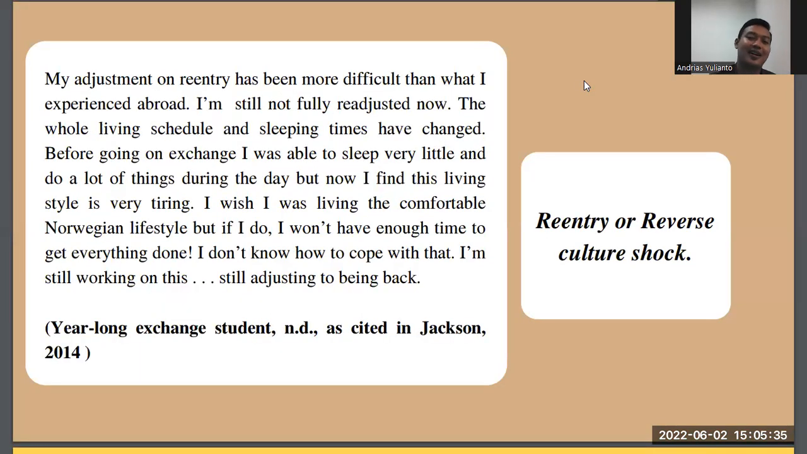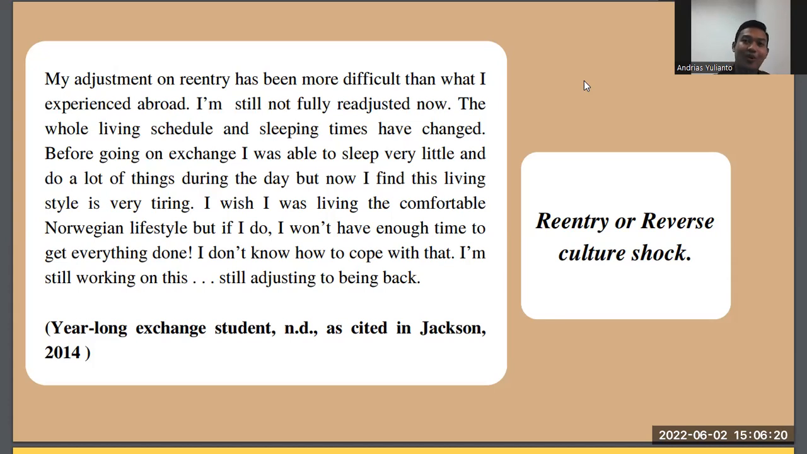Re-entry or reverse culture shock. My adjustments on re-entry has been more difficult than what I experienced abroad. I'm still not fully readjusted now. The whole living schedule and sleeping times have changed. Before going on exchange, I was able to sleep very little and do a lot of things during the day. But now I find this living style is very tiring. I wish I was living the comfortable Norwegian lifestyle, but if I do, I won't have enough time to get everything done. I don't know how to cope with that. I'm still working on this, still adjusting to being back.